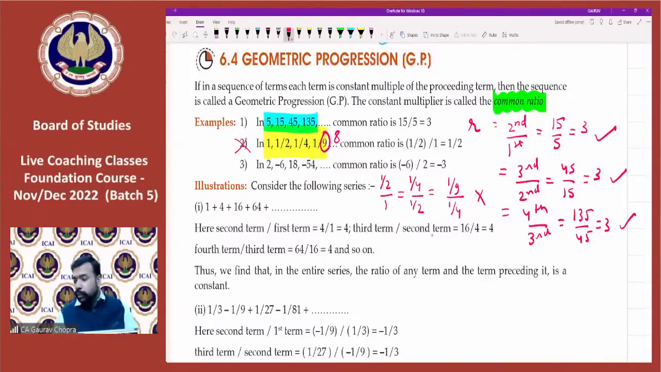Ramandeep is asking, can you please summarize in Hindi? Yes, I will use both the languages, so no need to worry. I have started the session just now only, and I haven't discussed any of the formula yet.